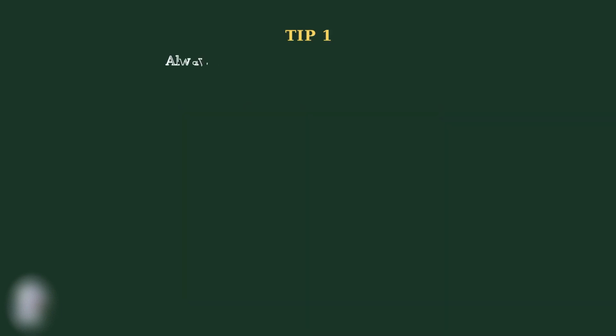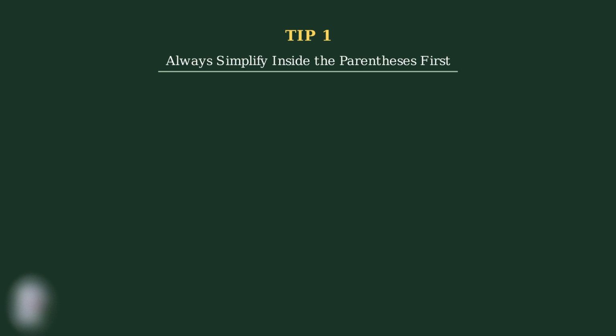Here's a crucial tip that will save you from making costly mistakes with fractional exponents. Always simplify the expression inside the parentheses first before applying the fractional exponent. Let's work through an example to see why this tip is so important. We need to evaluate the expression 2 to the 3rd power times 3 squared, all raised to the 1/3 power. Notice the expression inside the parentheses.